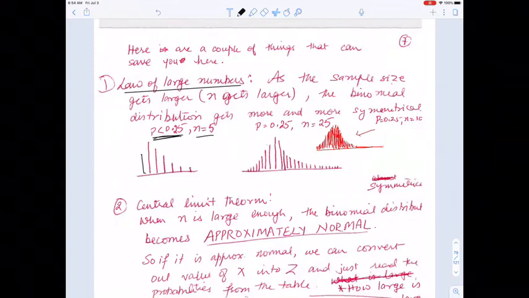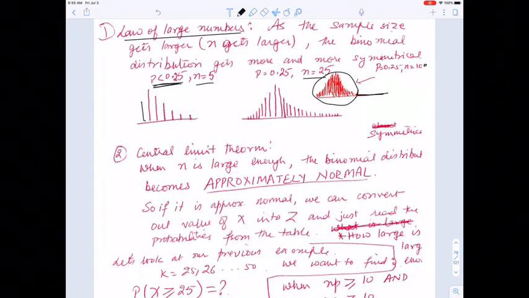Now, if your sample size was instead of 5, it was 25, you would notice that this distribution looks more crowded and a little bit more symmetrical. If your sample size increased to 100, then you'll have 101 bars here. They'll be very tightly packed. And then this tail is so low that it almost doesn't matter. So this portion looks pretty symmetrical. So this tail gets thinner and thinner.